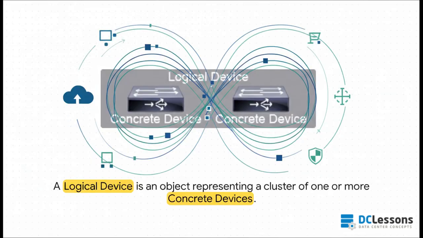This visual shows that concept perfectly. You define your policy, and you attach your service graph to that one logical device inside the APIC. That's the Application Policy Infrastructure Controller, the brain of the whole ACI fabric. The APIC then intelligently handles everything else. It applies that configuration to the underlying concrete devices, and it even manages things like failover for you. This makes high availability so much simpler.